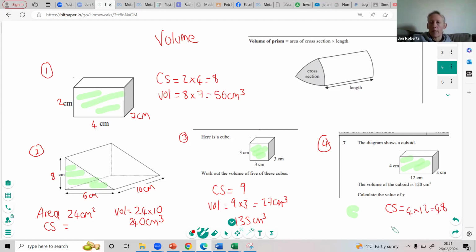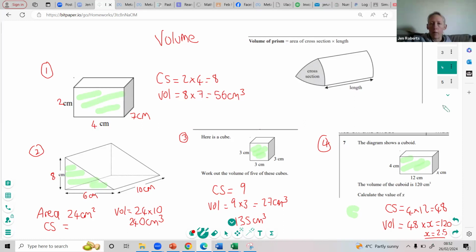Now, to get the volume, we'd normally times this by this. So we kind of know, though, that this times by this x gives us an answer of 120. So think about how you might get that x. Well done if you worked out. We do 120 divided by 48, which gives us 2.